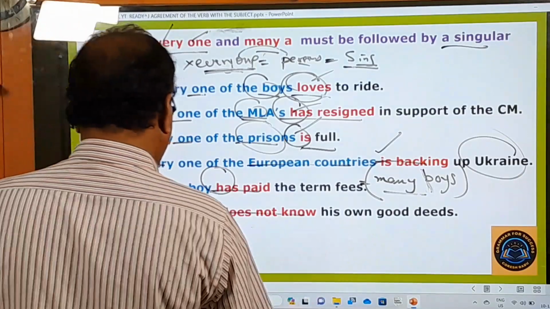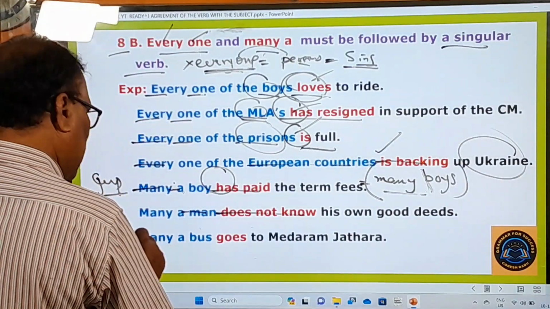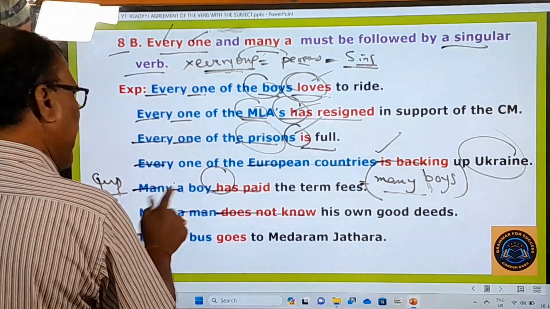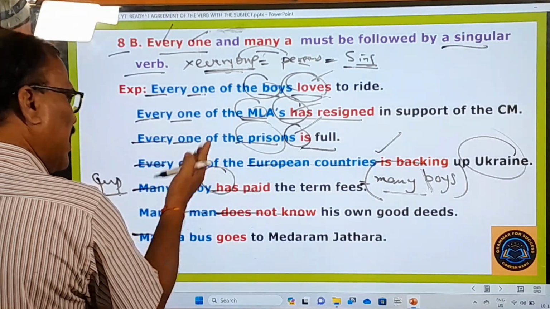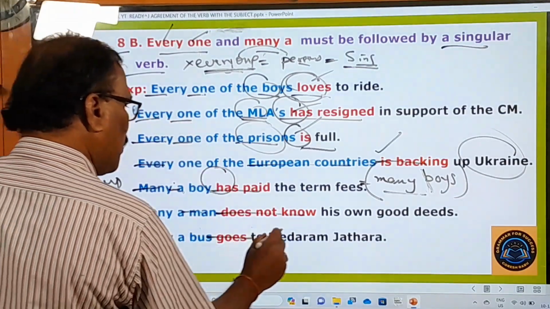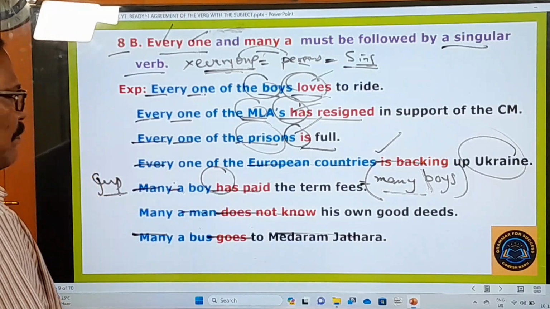His own good deeds, right? And then, many a bus. Many a bus means many buses. Many a man means many men. Many a boy means many boys. That is the meaning. But the meaning is plural, and the usage is singular only. Many a bus goes to Medaram Jatara.